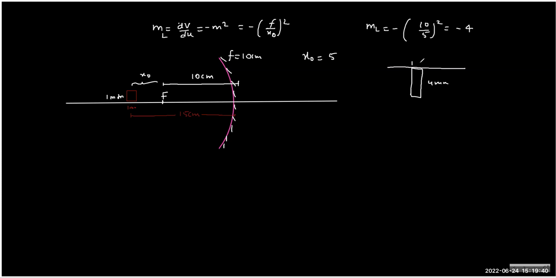And this we can keep it how much? So this is 1 mm. Oh, sorry, I made a mistake here. This will become 4. The longitudinal magnification is how much? 4 times? My bad.